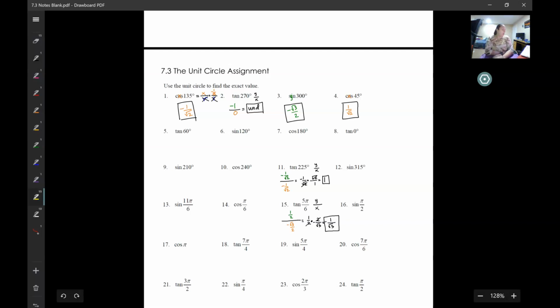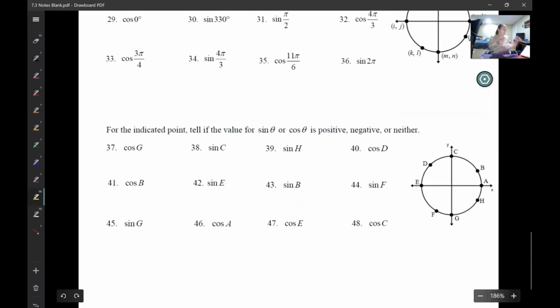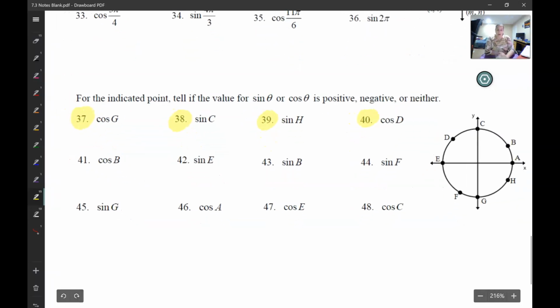So your homework is 5, 6, 7, 8, and then 17, 18, 19, 20. Just looking at the unit circle on the other page and pulling the x and the y values out. You do have 4 other problems. You have 37, 38, 39, and 40. And I wanted to go over an example of how these ones work. So let's show you 41.